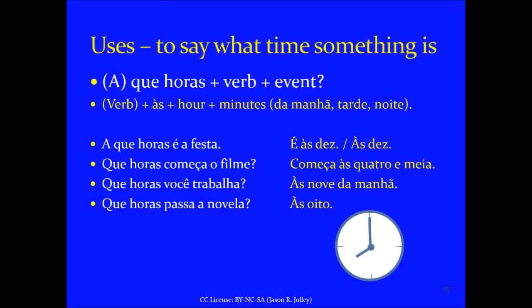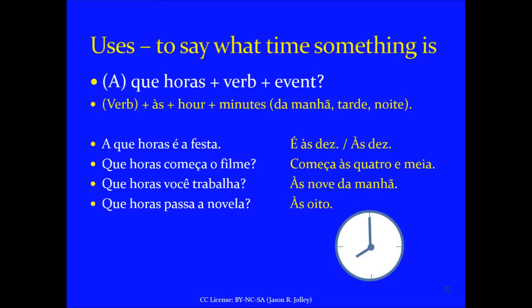Now, beyond just telling time, sometimes you need to say what time something is, what time something starts. This is, again, a formulaic type of structure. The question is either a que horas, and then the verb and the event, as in, a que horas é a festa, or a que horas começa o filme, but many times you don't hear the a, and it's just que horas, okay? Que horas começa o filme? Que horas você trabalha? Que horas passa a novela? What time do they show the soap opera?